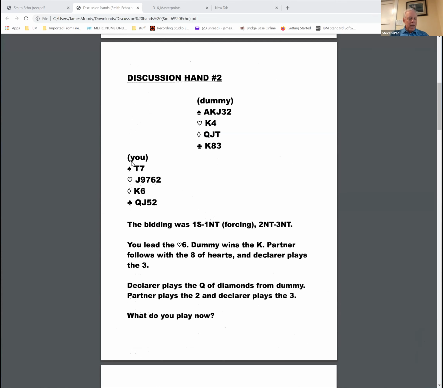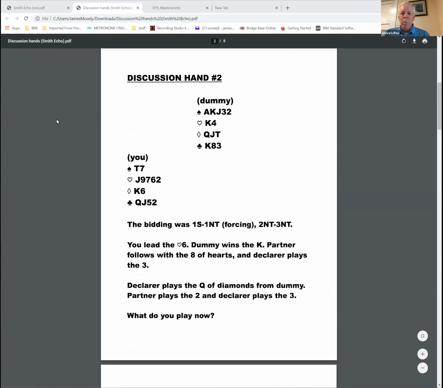All right, now this hand is a little bit more complicated, but that's why we're here. So on this hand, the bidding started 1 spade, 1 by dummy, 1 no trump by south, and you're sitting west, 2 no trump, 3 no trump.